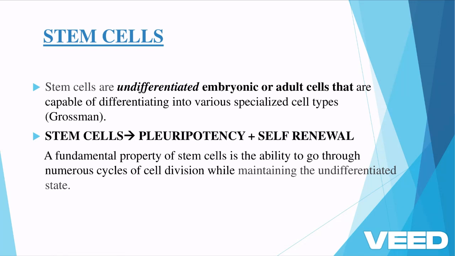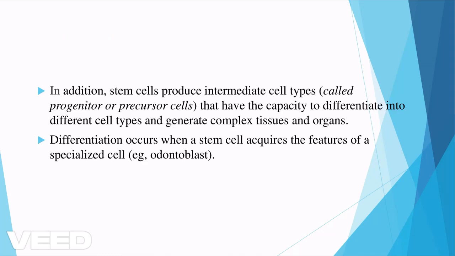The fundamental property of stem cells is the ability to go through numerous cycles of cell division while maintaining the undifferentiated state. In addition, stem cells produce intermediate cell types called progenitor or precursor cells that have the capacity to differentiate into different cell types and generate complex tissues and organs. Differentiation occurs when a stem cell acquires the features of a specialized cell.